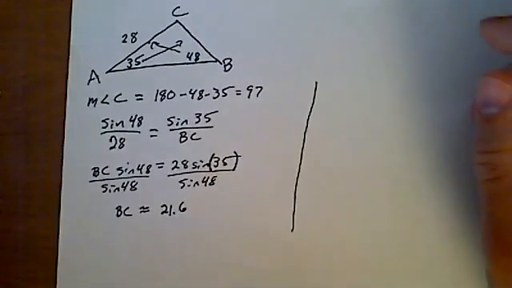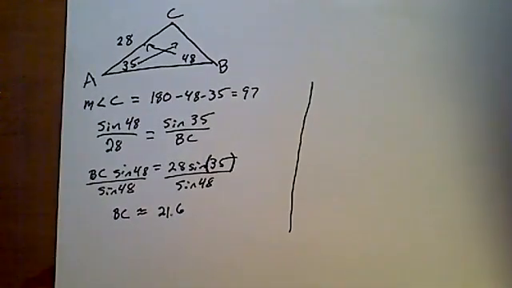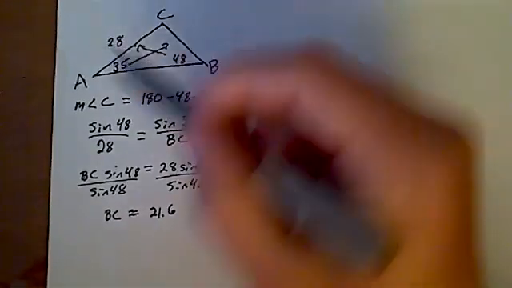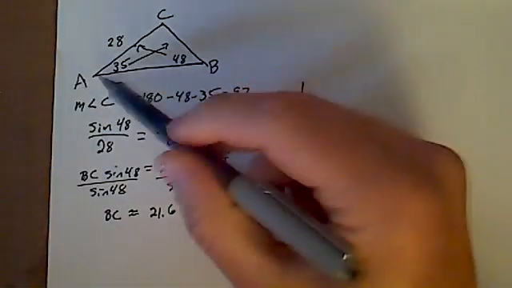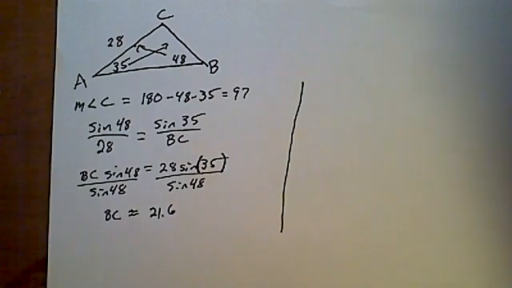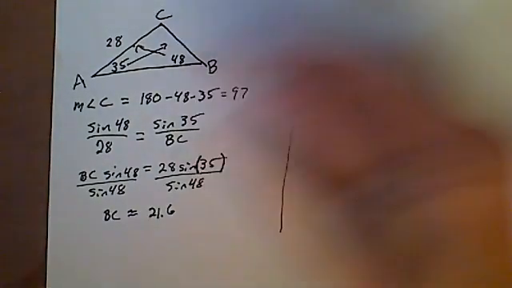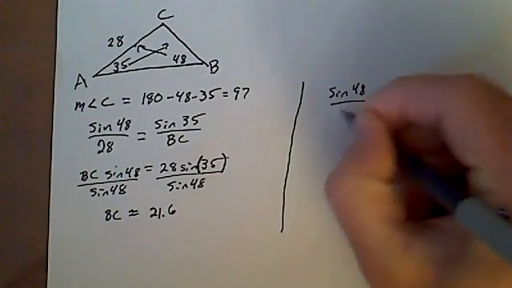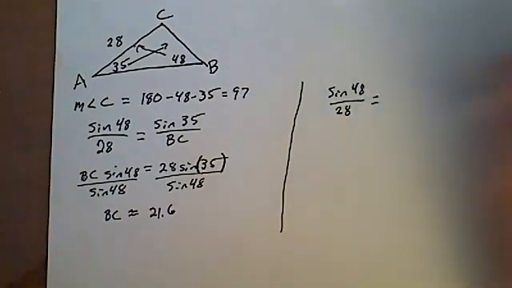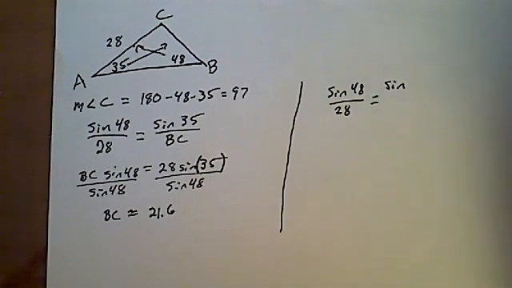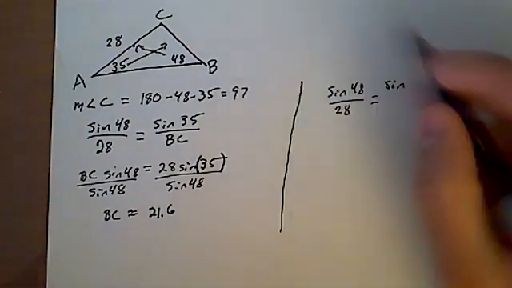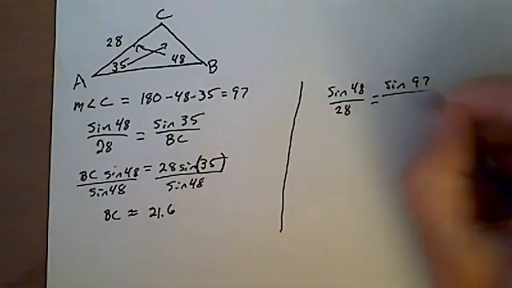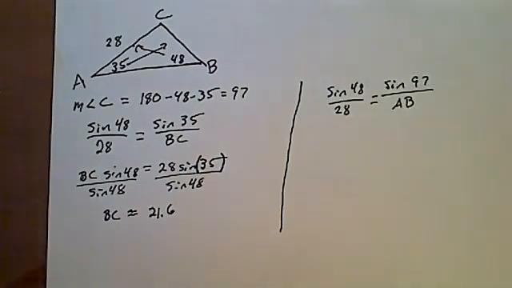The question could ask to find AB as well. So if we wanted to find this length, right? We could go back and use sine of 48 over 28 is the sine of C. The sine of C is 97, over the side AB.